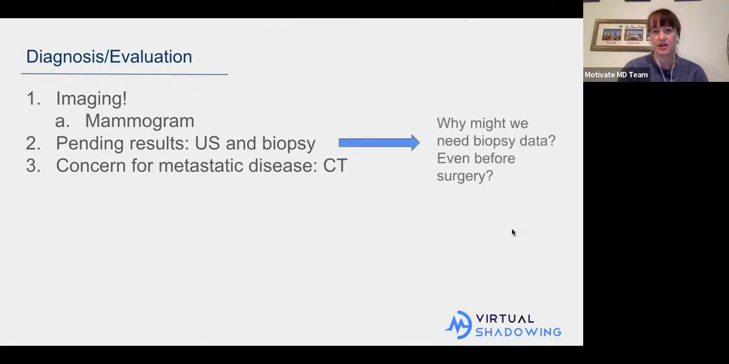So the next question I would pose to y'all is, why do we need biopsy data? Maybe even before we do any sort of surgery, which is ultimately what this patient will have to have at some point.